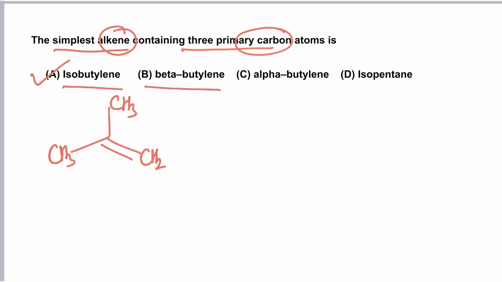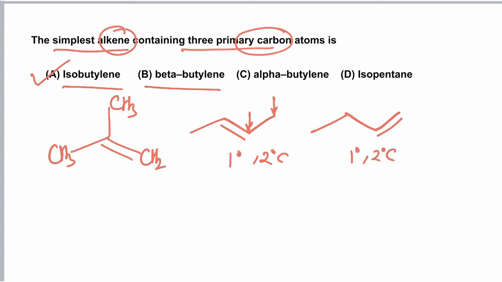If we take the next example, beta-butylene, this molecule has only 1 degree and 2 degree carbon. This is 1 degree carbon and this is 2 degree carbon. If we take alpha-butylene, alpha-butylene also has only 1 degree and 2 degree carbon. For example, this is 1 degree carbon and this is 2 degree carbon.